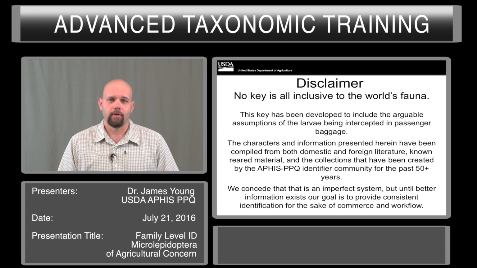First, a disclaimer. There is no key in the world that includes all of the fauna. So this key has been specifically designed for the specimens that are found most commonly in baggage and in cargo. It has a lot of information piled into it from both reared material, identifier training, and knowledge. And we know it's an imperfect system. However, it's the best we can do right now based on what we know.